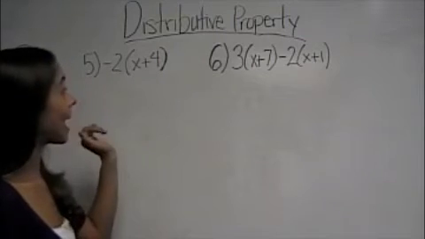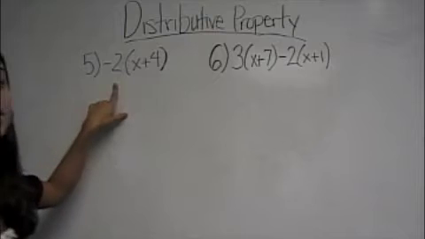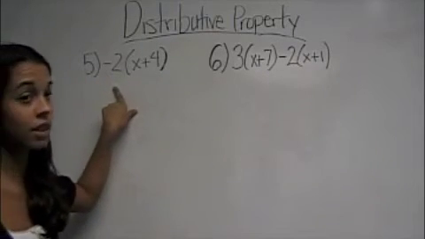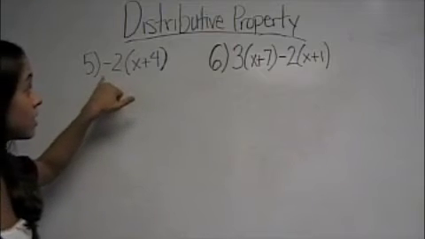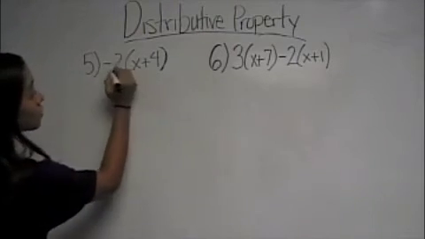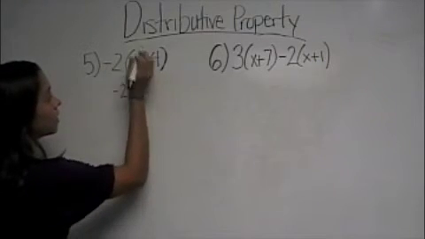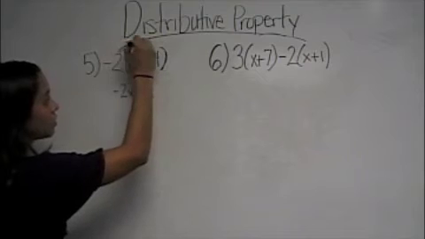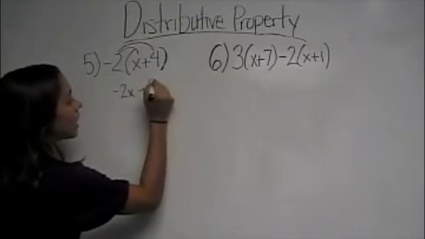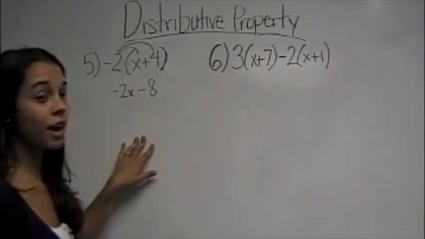Now we're going to look at problem number 5. Problem number 5 is a bit different because we're going to be distributing a negative 2 inside our parentheses. Now what this means is that it will change the middle sign. So let's go. Negative 2 times x is just negative 2x. Negative 2 times a positive 4 will give us negative 8. And that is our final answer for problem number 5.